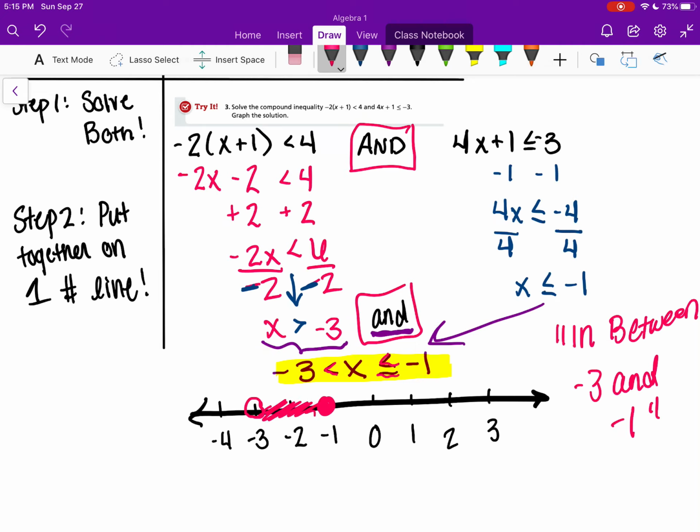And if we read our original solutions that we solved for, x is greater than -3, check, this side is greater than -3, and x is less than or equal to -1, check, this side is less than -1. So we shade that in the middle.